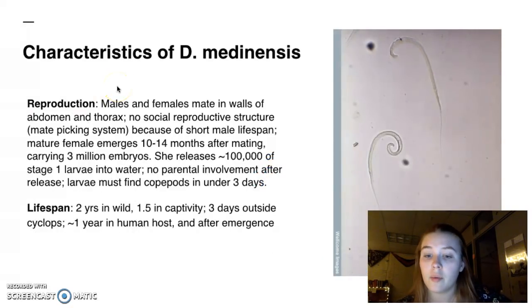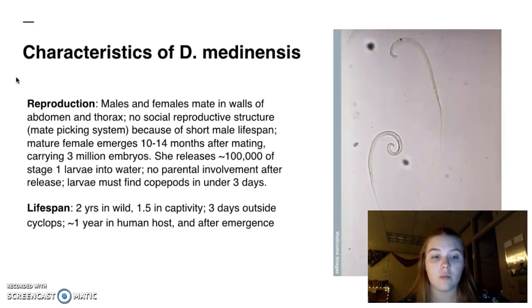So we've talked a little about reproduction already, but in case it wasn't clear, it's sexual reproduction. It's just one-on-one, and they mate in the walls of the abdomen and thorax. There's no social reproductive structure or mate picking system because of the short male lifespan. And then the mature female emerges after 10 to 14 months, carrying 3 million embryos. She releases about 100,000 of these stage 1 larvae into the water every time, and there isn't any parental involvement after the release. The larvae have to find the copepods on their own.